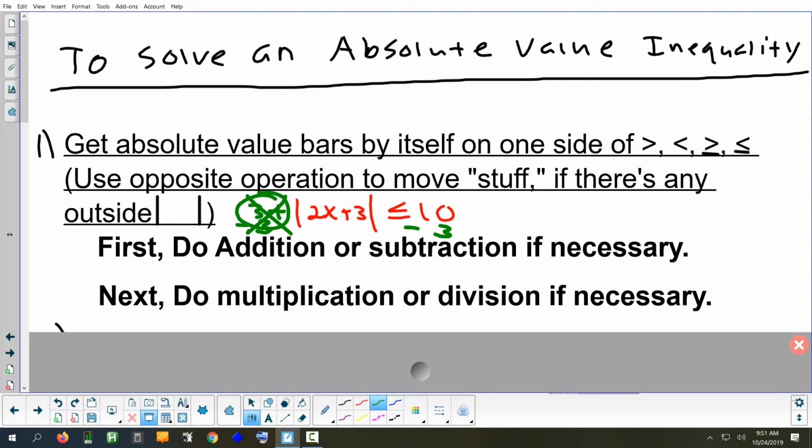You might also have to do multiplication or division. Let me show you what that would look like. Here's absolute value of 2x minus 4 is greater than 5. That's good. That's what you're looking for. But if you had something like this, where on the outside you had 10 times the absolute value, that 10 is going to mess us up. We don't want that 10 there. So if you see it's 10 times, what's the opposite of times?